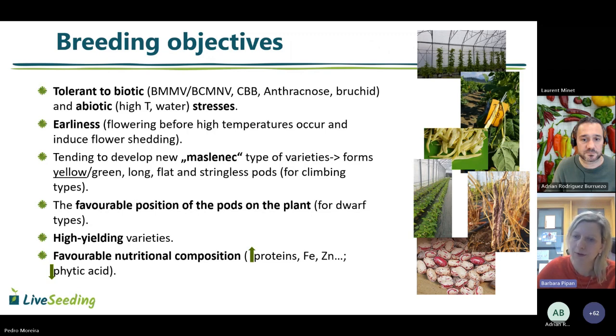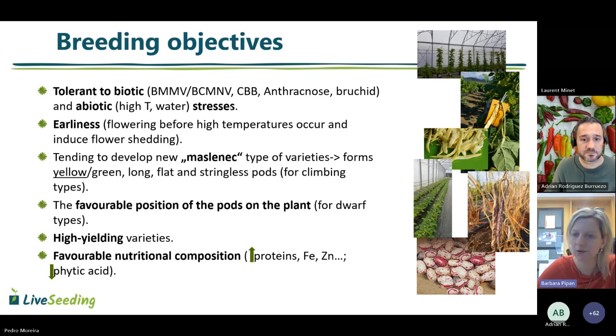And of course, for using the machinery when harvesting the yield, the position of the pods on the plant is very important, especially for the dwarf beans, so that we can use the harvesters to pick up the yield at the end.